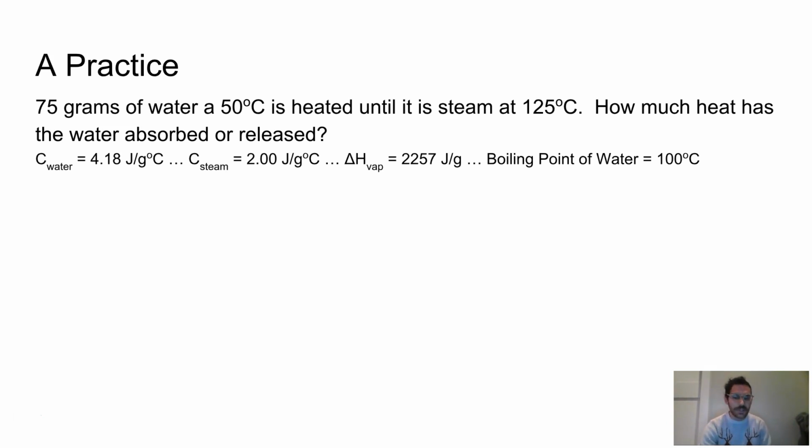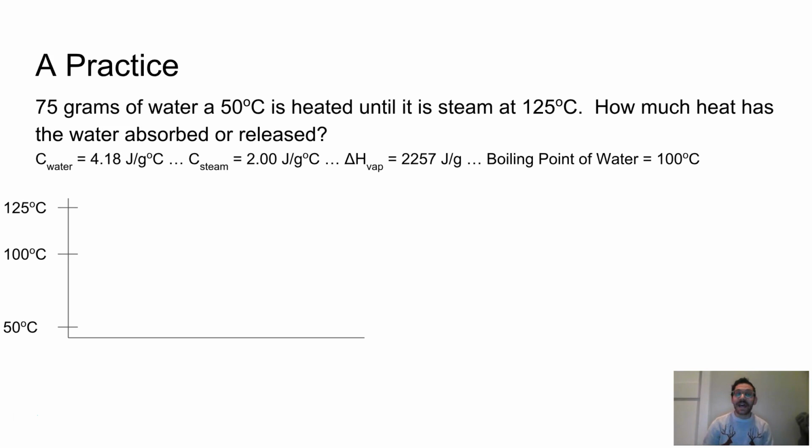So first thing I want to do here is draw myself a heating curve. We've got water. It starts at 50 degrees Celsius and goes to steam at 125. Oh, and it's going to boil at 100 degrees Celsius. All right, so I'm going to start off my graph. Let's put on some axes. I'm going to start at 50 degrees Celsius. I know it's going to go up to 125. But at 100 degrees Celsius, that's where I'll have my flat portion, my phase change. So it goes up, it gets boiled off, and then it gets hotter again. Neat. And I'll just label these segments for convenience.